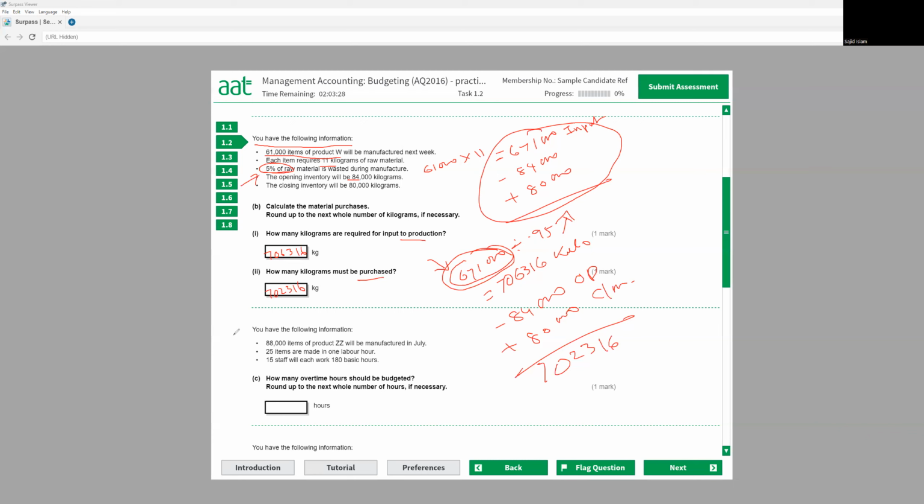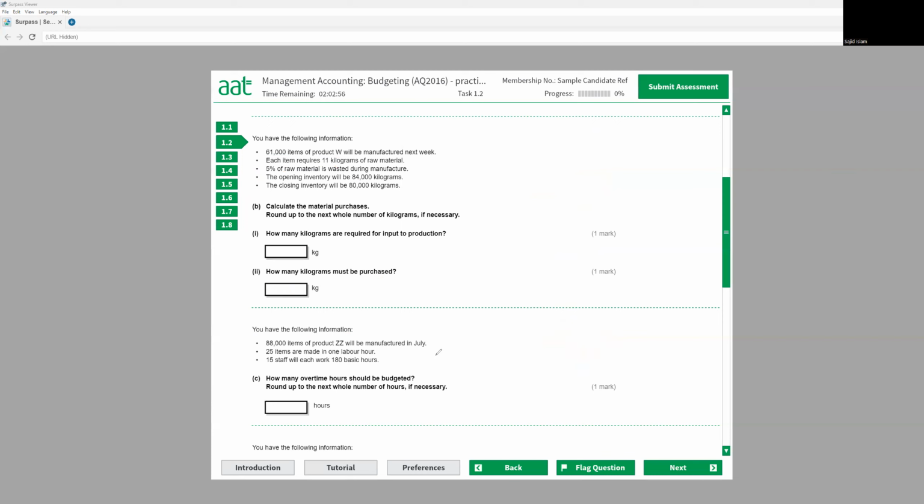The next one we have here, you have the following information. 88,000 items of product Z will be manufactured in July. 25 items are made in 1 labor hour. So if I spend 1 labor hour, I can make 25 units. 15 staff will each work 180 basic hours. How many overtime hours should be budgeted?